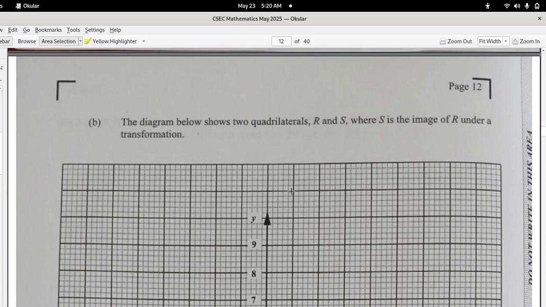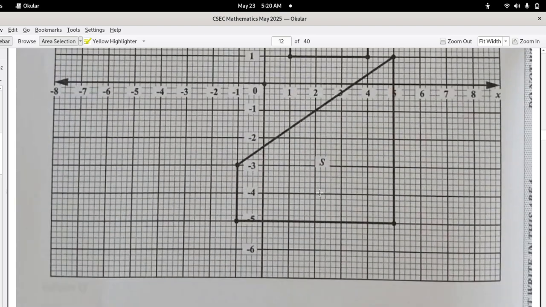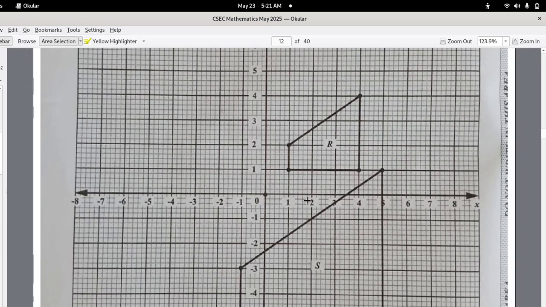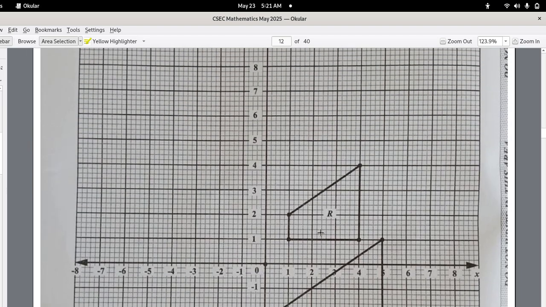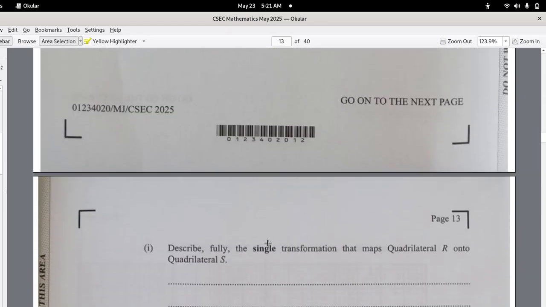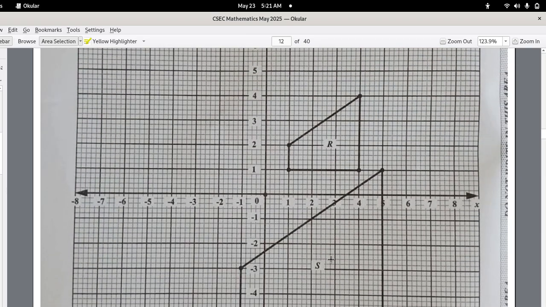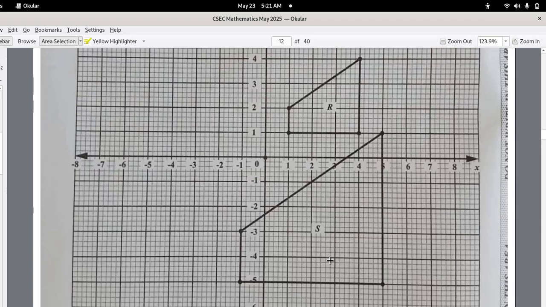That's part A. What part B so now? The diagram below shows two quadrilaterals, R and S, alright? Remember, quadrilateral means figure with 4 sides. It is a polygon with 4 sides. S is the image of R under transformation. S is the image of R, alright? What they say you must do. Describe fully the single transformation that maps quadrilateral R onto quadrilateral S. R to S. That's 3 marks.